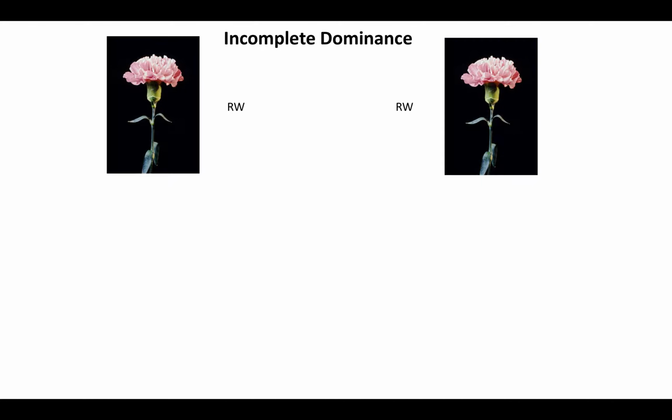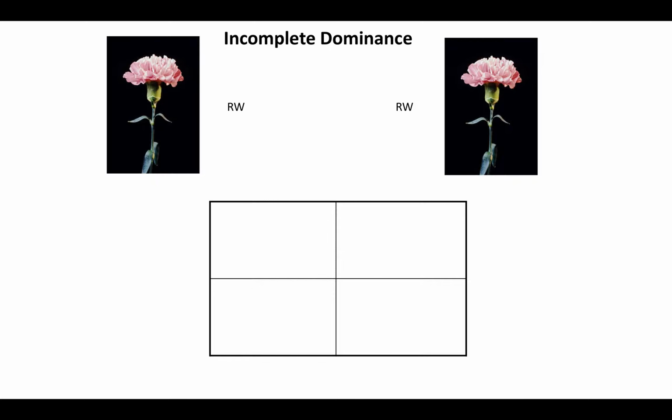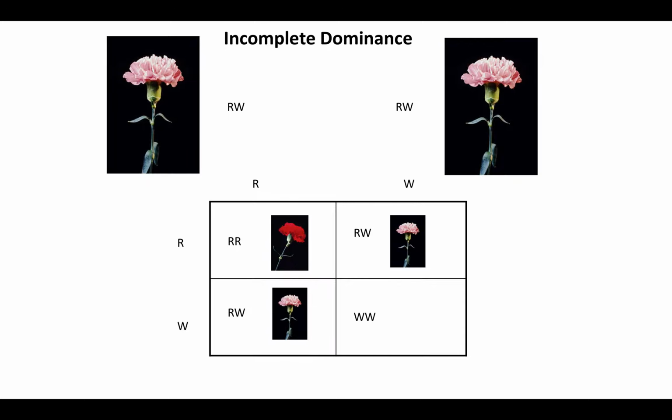They are each RW. When we put them into a Punnett square, we put the parents on the top and on the left-hand side. The first box gets RR, the second box gets RW, the third is RW, and the fourth is WW. Our first flower is going to be red, the second pink, the third pink, and the fourth is going to be white. The phenotype ratio is 1 red flower to 2 pink flowers to 1 white flower.